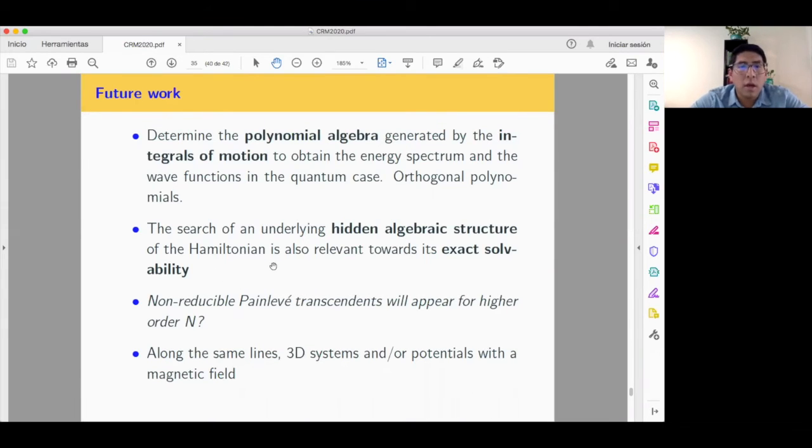The second point is the search, if any, of an underlying hidden algebraic structure of the Hamiltonian. In the TTW potential, this hidden algebraic structure plays a fundamental role in the exact solvability. So we believe that the same approach in this case can lead to important results. Of course, from the mathematical point of view, the question is whether new non-reducible Painlevé transcendents will appear as we increase n, and what they are. And along the same lines, 3D systems or potentials with a magnetic field.